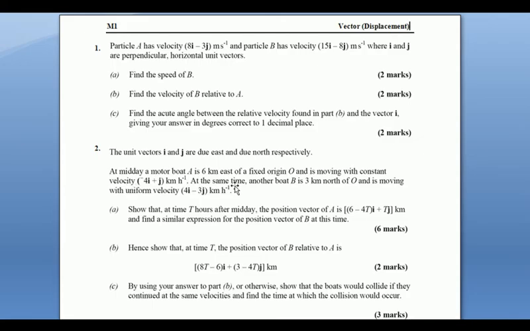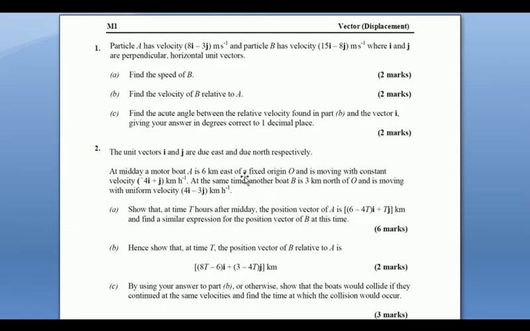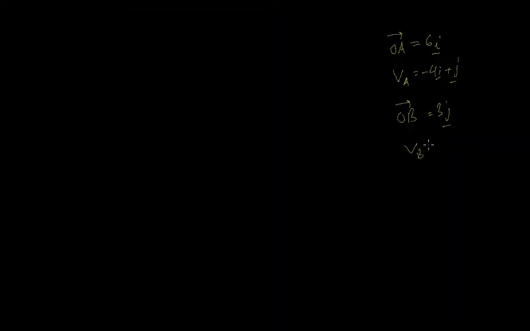Then we have at the same time another boat B, 3 km north of O. North means j, so 3 km north means the 3j vector. So OB is going to be 3j, so going up, and it is given that it is moving with a constant velocity of 4i minus 3j. So we know the initial position vector of A and the velocity of A. We know the initial position vector of B and the velocity of B.